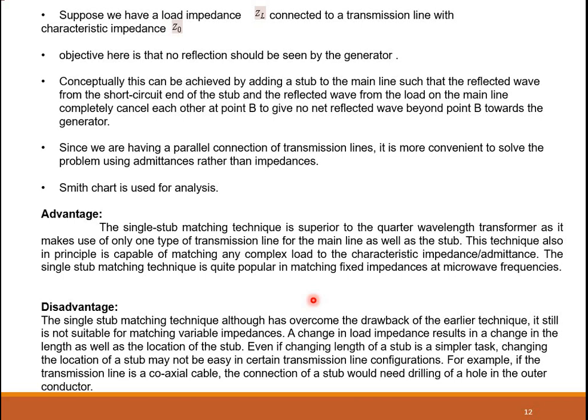And since we're using a parallel connection, admittances will be used in the analysis rather than impedances because the connection is parallel. And there is a chart called the Smith chart. We don't have to go into the details of the Smith chart. All you need to know is that the Smith chart is a method used for analysis of single stub matching to properly match the impedance. Just know that the Smith chart is used. We're not going into the details.